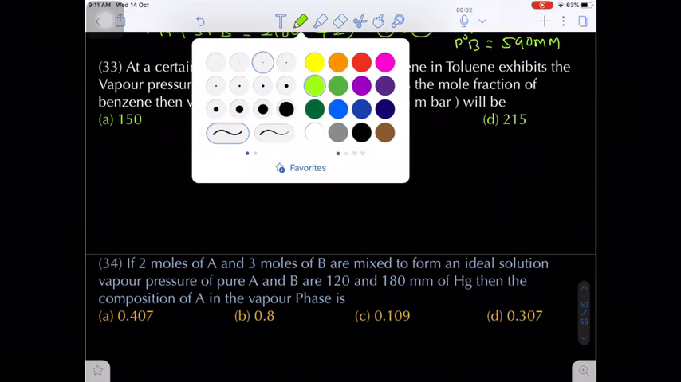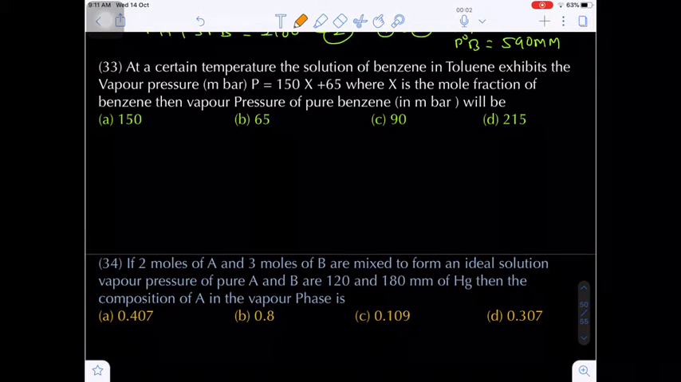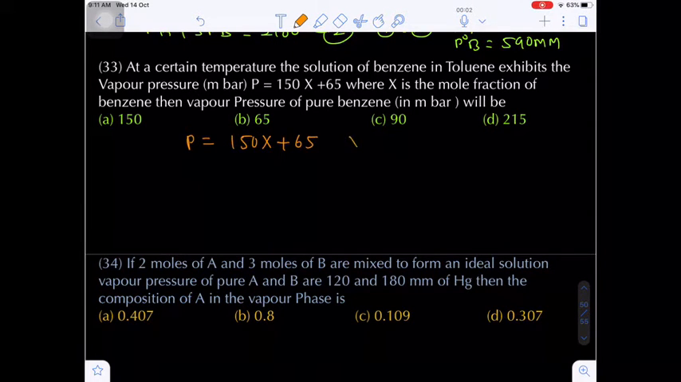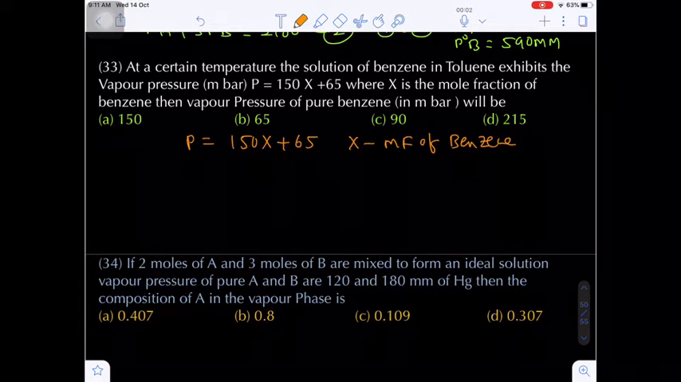Okay. Now question number 33. At a certain temperature, the solution of benzene in toluene exhibits a vapor pressure in millibar given as P total equal to 150 x plus 65, where x is the mole fraction of benzene.